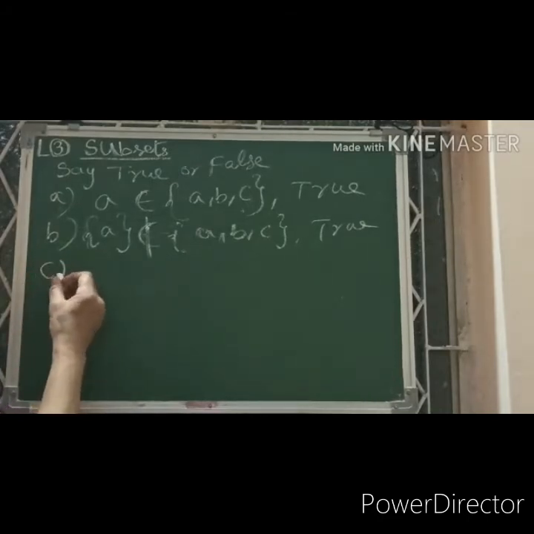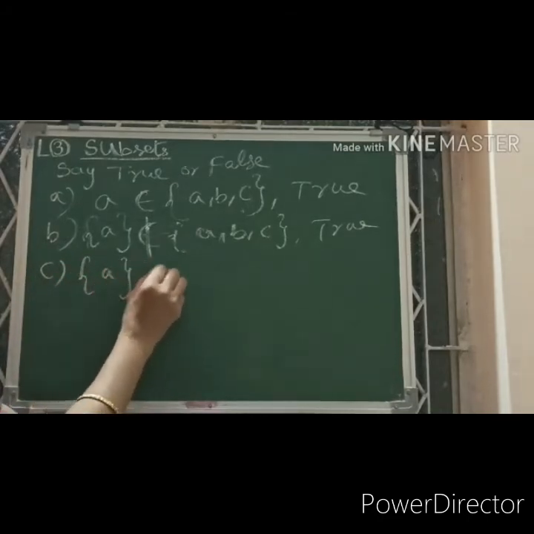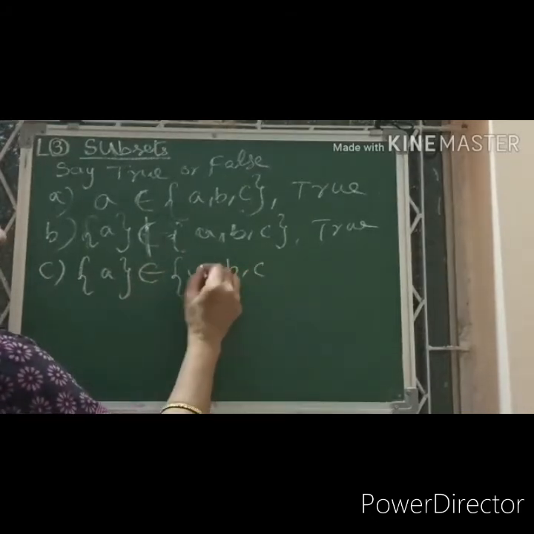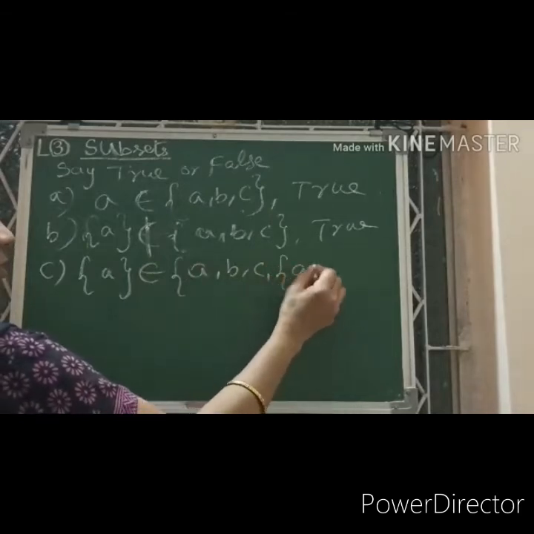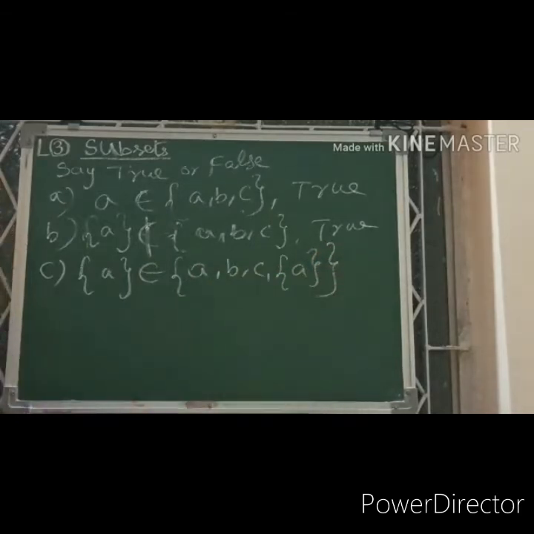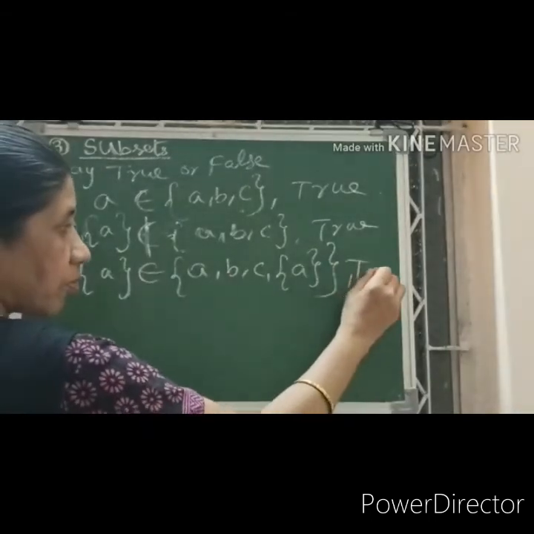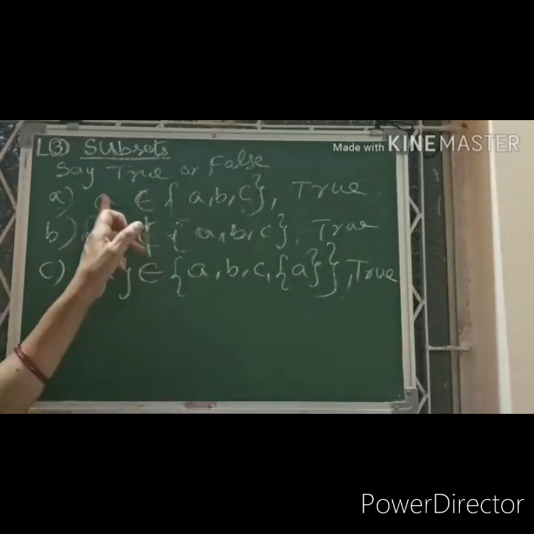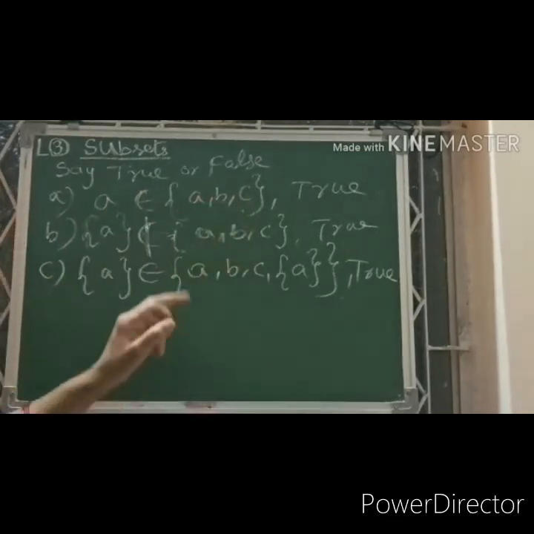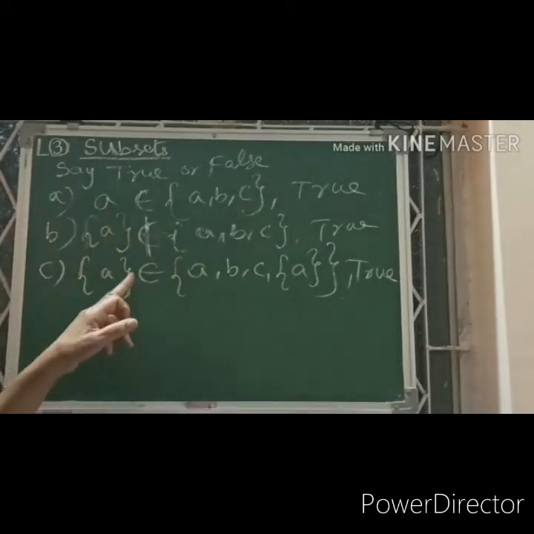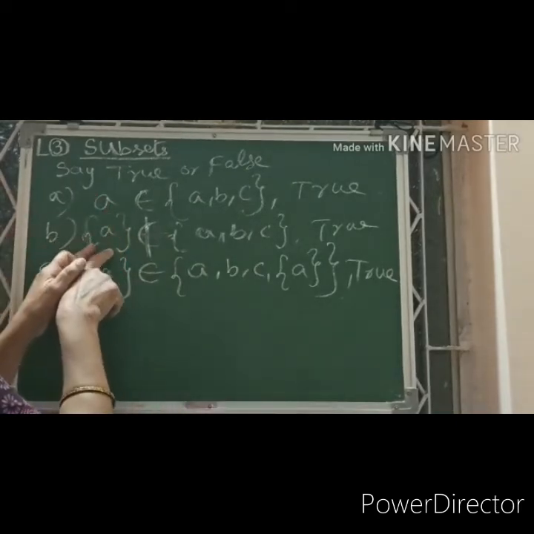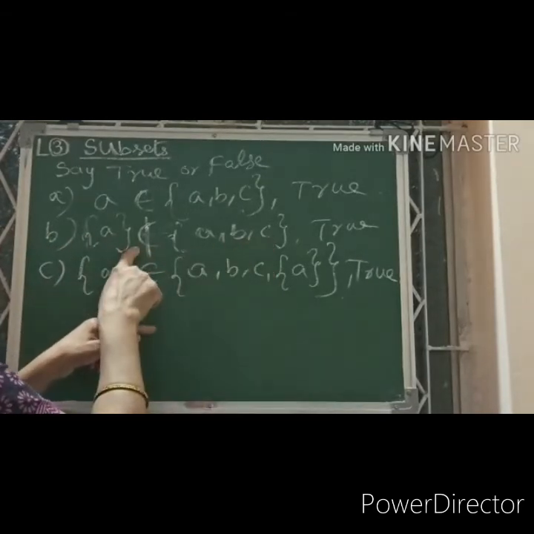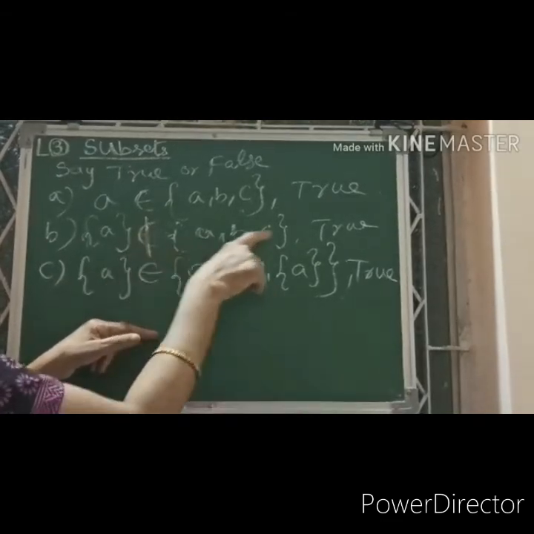See, third one, {A} belongs to... it is also true. I think belongs to is clear to you. A belongs to {A, B, C}. Element A, this is what? Element. So again, whether element, this curly bracket A belongs to {A, B, C}, does not belong to is given. It is not there. So it is true.